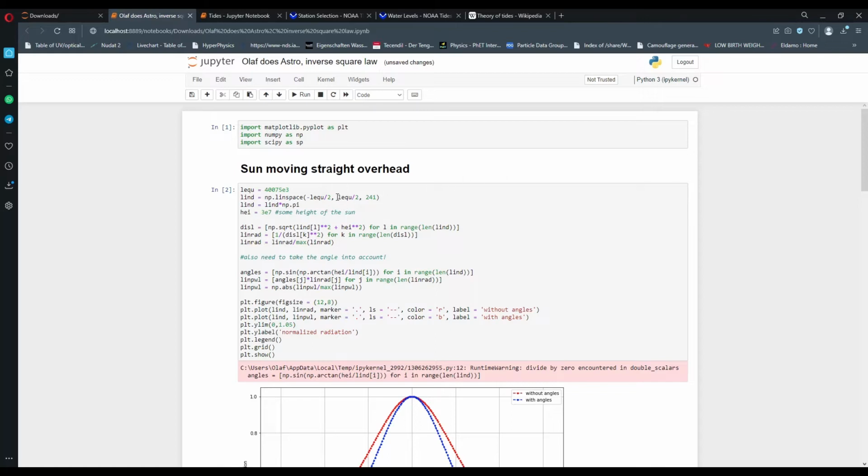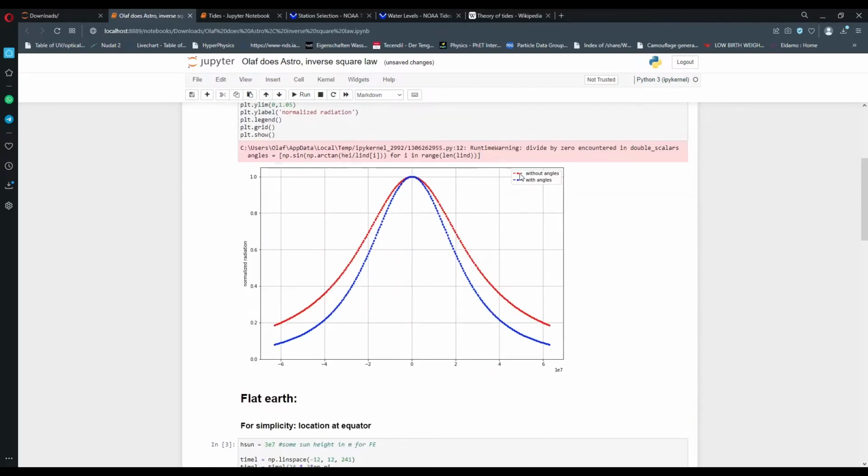So first of all, the only important parameter here really is the height of the sun that is moving overhead. You can see that with angles and without angles there is quite a discrepancy. Like the general shape is the same, but the actual values are different. This is normalized, so there is no cause for alarm there.